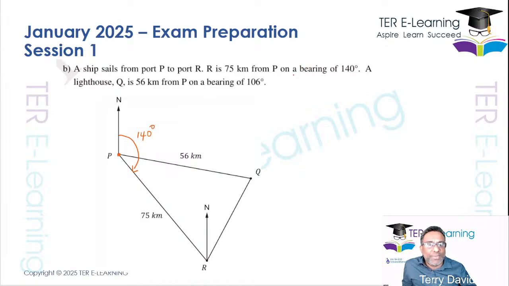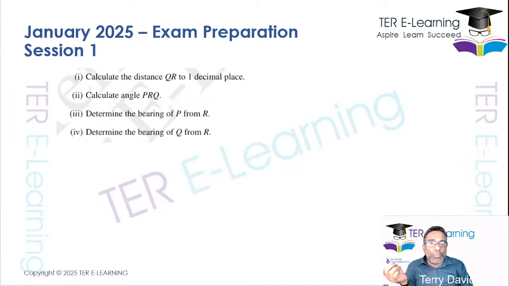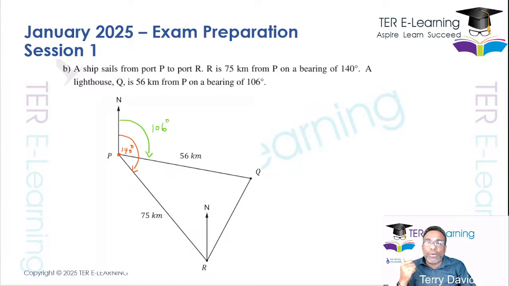And it's 56 kilometers, and it's on a bearing of 106. Now, that bearing of 106, I'm going to write this on the inside here. So this here is 140 degrees, that whole angle there. But the bearing, when you're heading towards Q, that's this bearing here. That bearing is 106. Now, the question is asking me to work out what is QR, the distance QR.